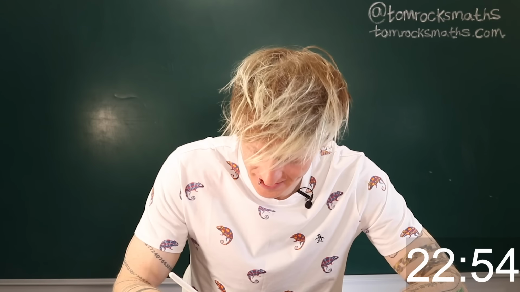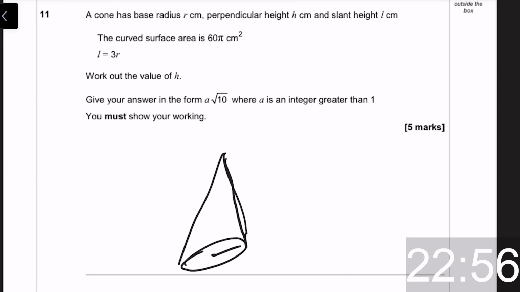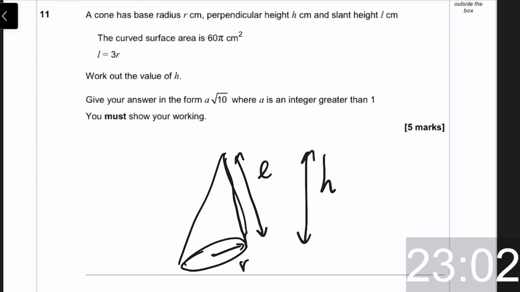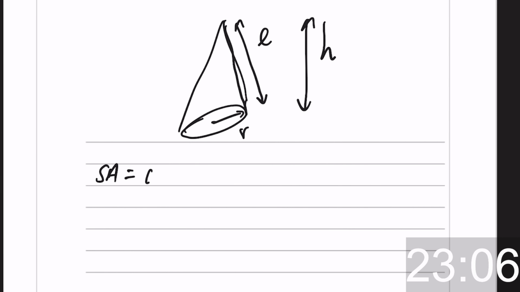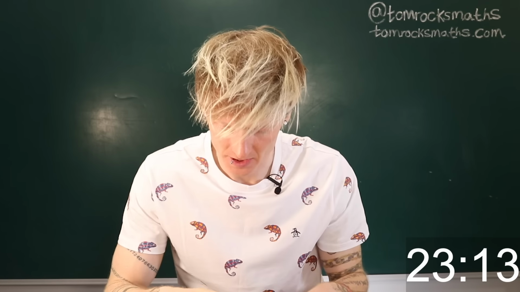Very bad cone. Now, what do we know? We know that's R, we know this length is L, and then we know the height is H, okay? So the surface area is going to be 60 pi. We know that L is 3R. So I'm going to use that formula for the surface area.